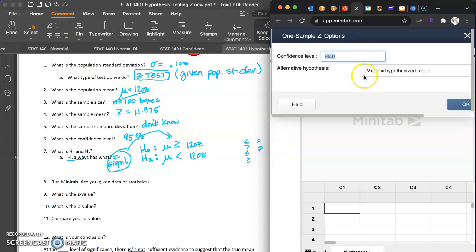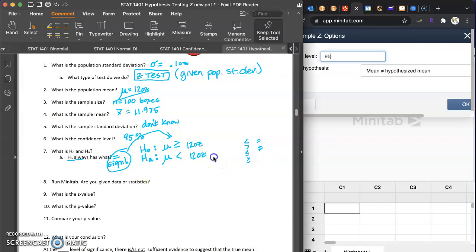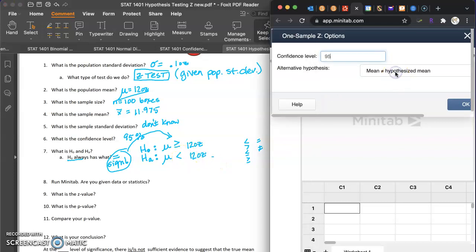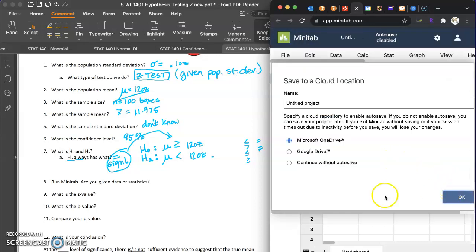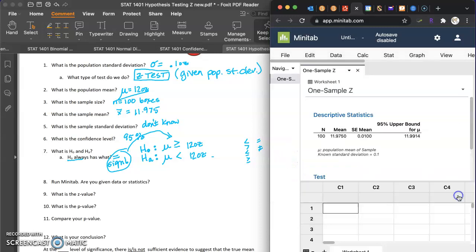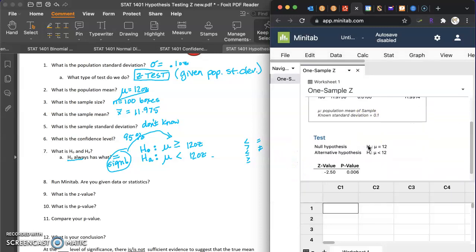And click on options. Again, leave it at a 95% confidence level unless it tells you otherwise. And look right here, it says alternative hypothesis. So go back to what you wrote and pick the alternative one, which is the bottom one. So you're always going to put the bottom one there, and it is less than. And click OK, and click OK, and we get our information. So hopefully you know what to do with this information. Now let's read it off.